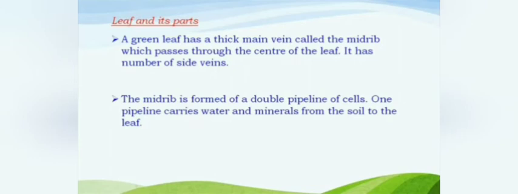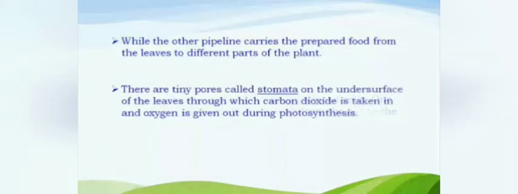A green leaf has a thick main vein called the midrib, which passes through the center of the leaf. It has a number of side veins. The midrib is formed of a double pipeline of cells. One pipeline carries water and minerals from the soil to the leaf, while the other pipeline carries the prepared food from the leaves to different parts of the plant. There are tiny pores called stomata on the undersurface of the leaves through which carbon dioxide is taken in and oxygen is given out during photosynthesis.